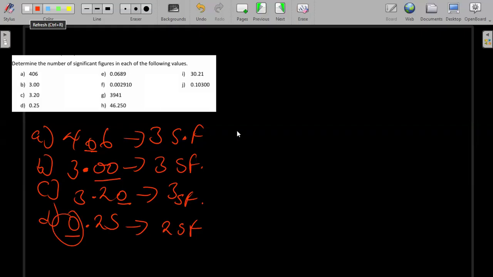Let's try our part E. You have this number, 0.0689. How many significant figures are we having? Let's participate, guys. Here, these are leading zeros, so these are not significant. Leading zeros are not significant. Here we only have 3 significant figures.